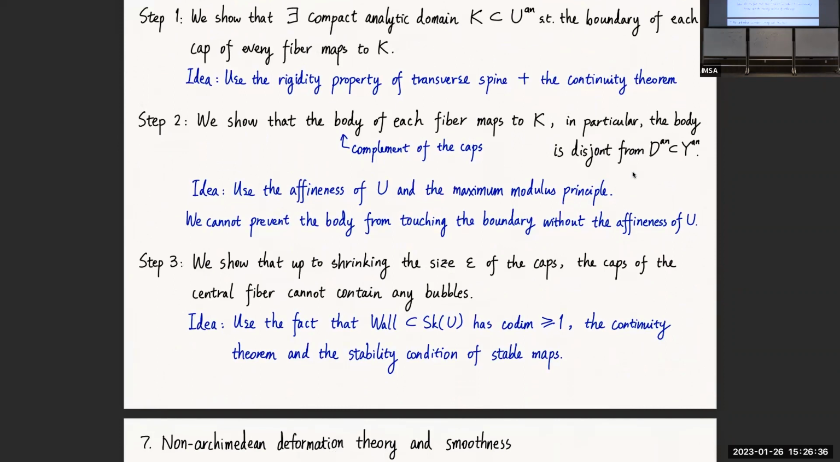Okay. In the remaining 5 minutes, I'll talk about the last problem. We have talked about boundarylessness, compactness, and properness. It remains for us to talk about the smoothness. For the smoothness, we need to use the non-Archimedean deformation theory.